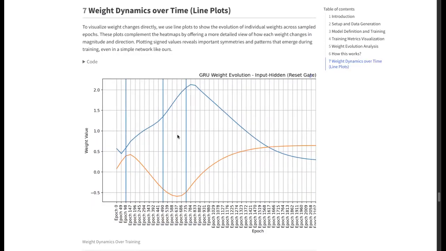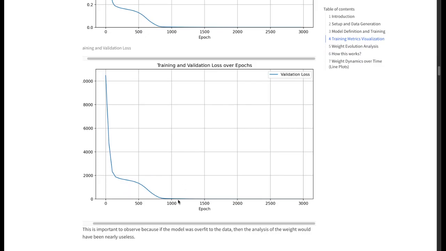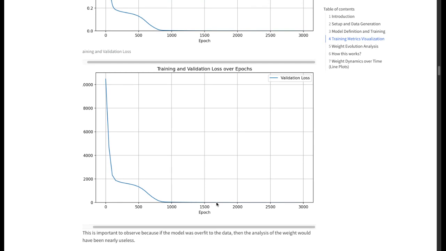So the reason why we are all gathered here: the weight dynamics, the weight evolution over time. As I said before, in the beginning, after epoch 1000, let's say 1500, you see that the loss disappears. It merges with the x-axis. So one might say that it's not really useful.